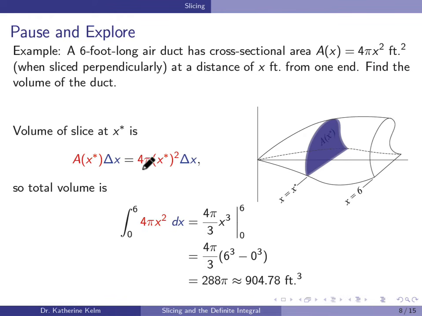So the total volume is the integral from 0 to 6 of 4 pi x squared dx. Then we can evaluate the integral. 4 pi is a constant multiple, and an antiderivative of x squared is 1/3 x cubed. We evaluate from 0 to 6, and we should get 288 pi, which is approximately 904.78 cubic feet. This is the total volume of the air duct.